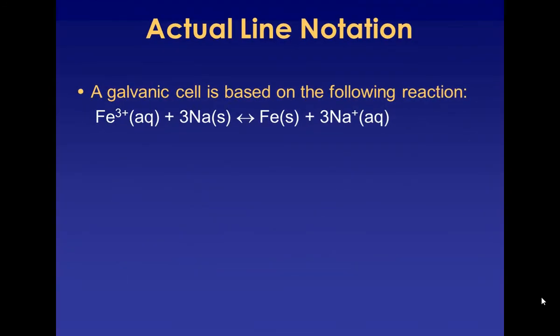So I'm going to do one for you right now, and then I will let you practice one. This one is not in your notes. This was just here to give you an example of what one would look like. A galvanic cell is based on the following reaction. We've got it between iron and sodium.